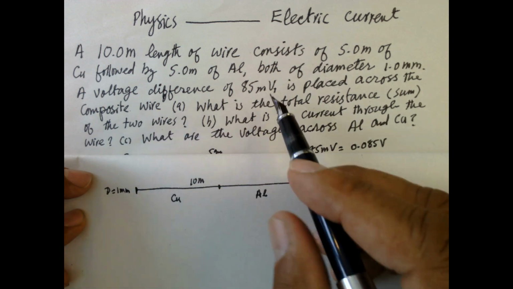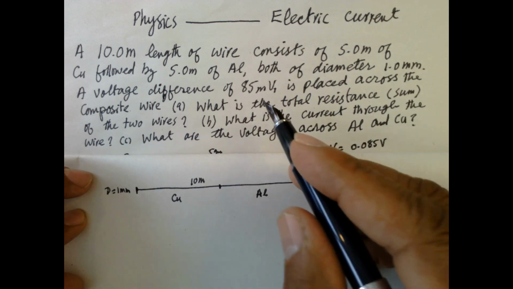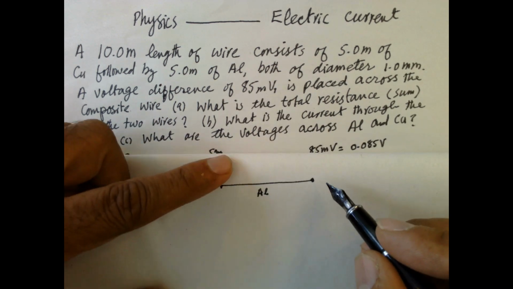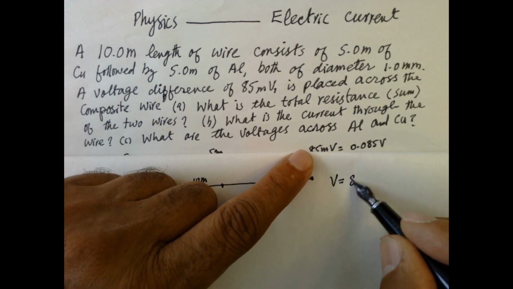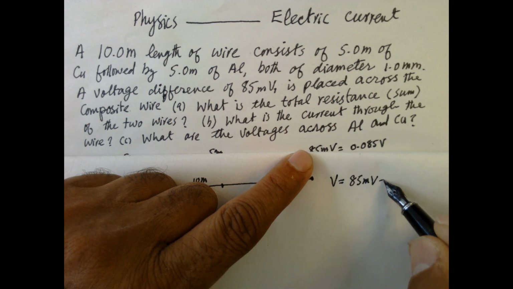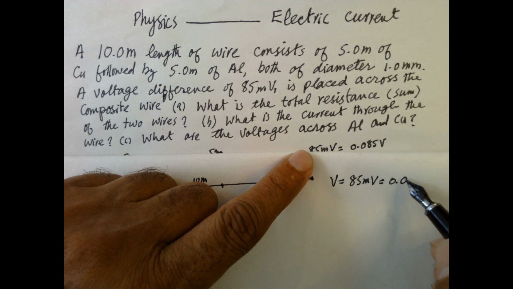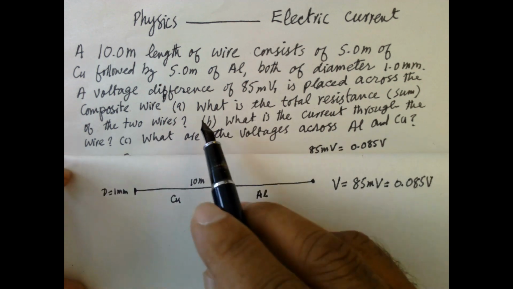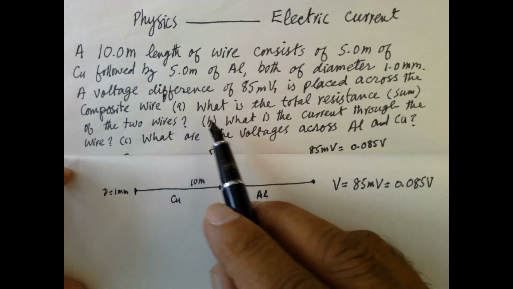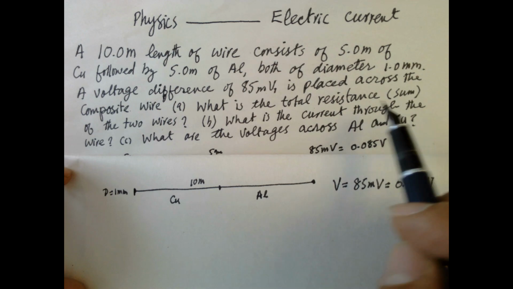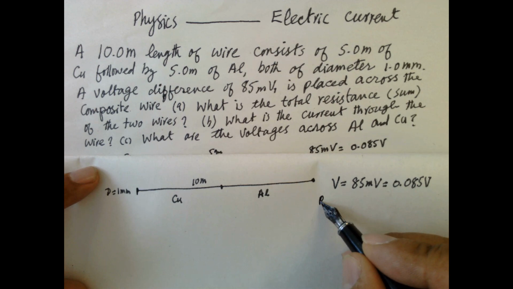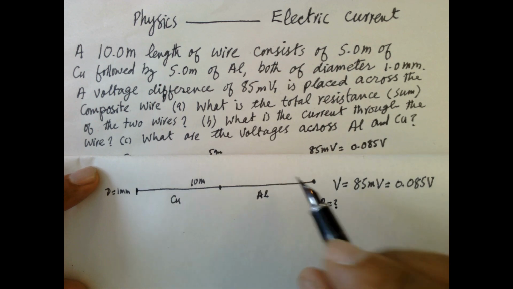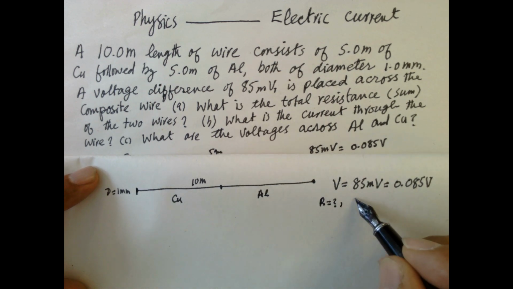The voltage difference across is 85 millivolt. So voltage is equal to 85 millivolt, which is equal to 0.085 volt. The question is, what is the total resistance, the sum of the two? So total resistance we have to find. What is the current? We have to find I.